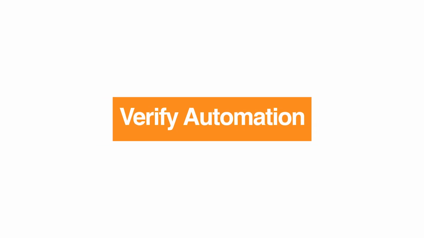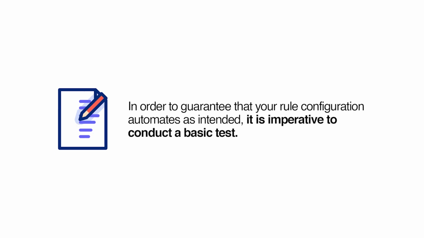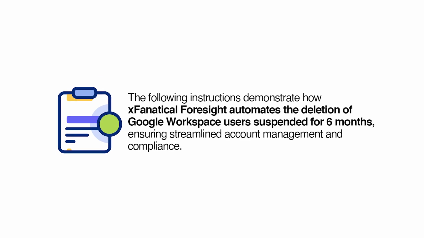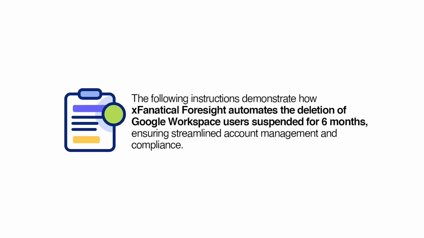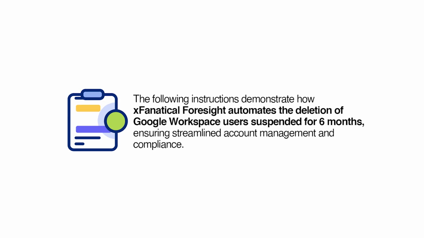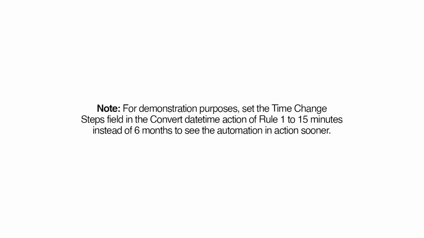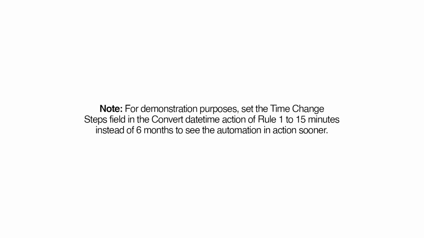Verify automation. In order to guarantee that your rule configuration automates as intended, it is imperative to conduct a basic test. The following instructions demonstrate how xFanatical Foresight automates the deletion of Google Workspace users suspended for 6 months, ensuring streamlined account management and compliance. Note: for demonstration purposes, set the Time Change Steps field in the Convert Date Time action of Rule 1 to 15 minutes instead of 6 months to see the automation in action sooner.